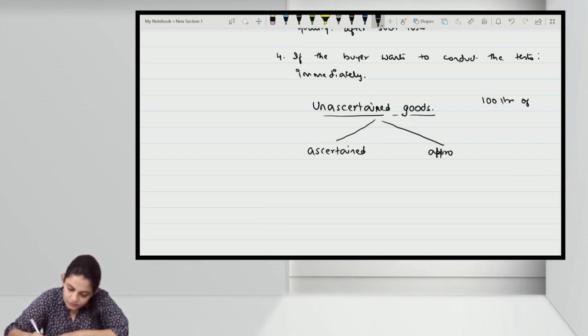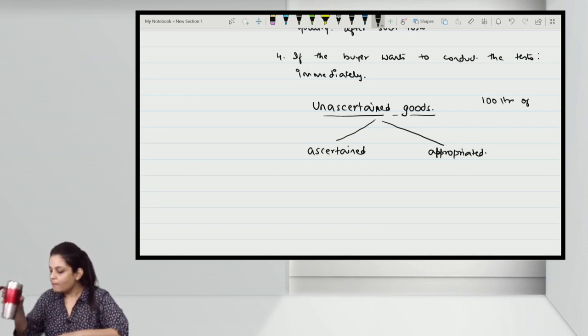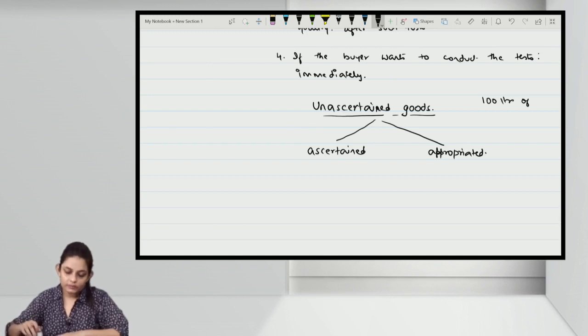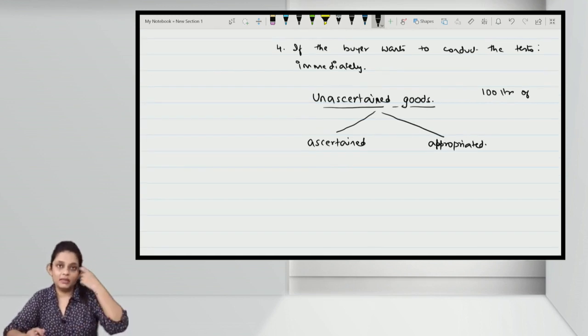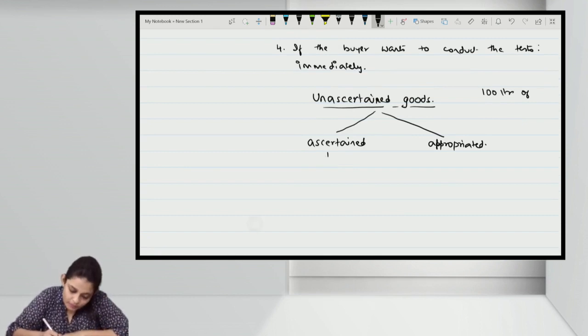For unascertained goods, ownership is transferred after the goods are ascertained and appropriated. What do I mean by ascertaining? What do I mean by appropriation? Now listen carefully. What is ascertained? Goods answering the description.